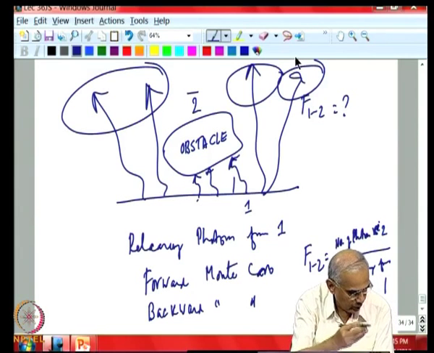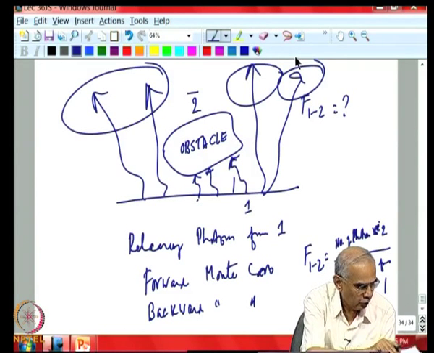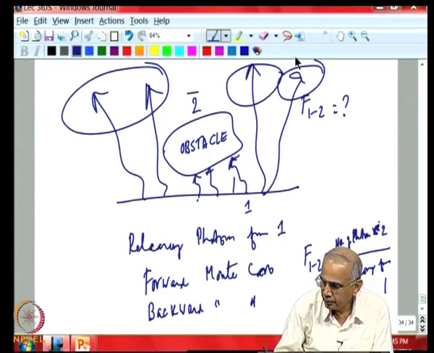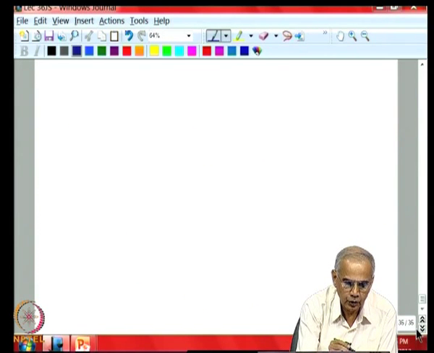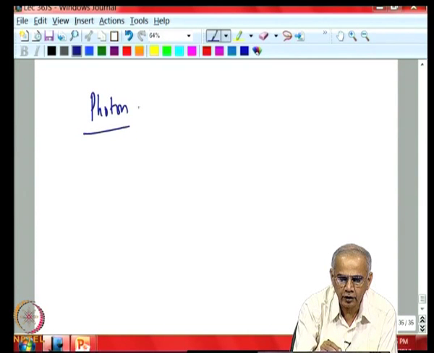Now, let us go through a typical Monte Carlo procedure to understand what happens. So, first let us think of a photon. As soon as you think of a photon, you have to think of its wavelength, you have to think of its two angles.